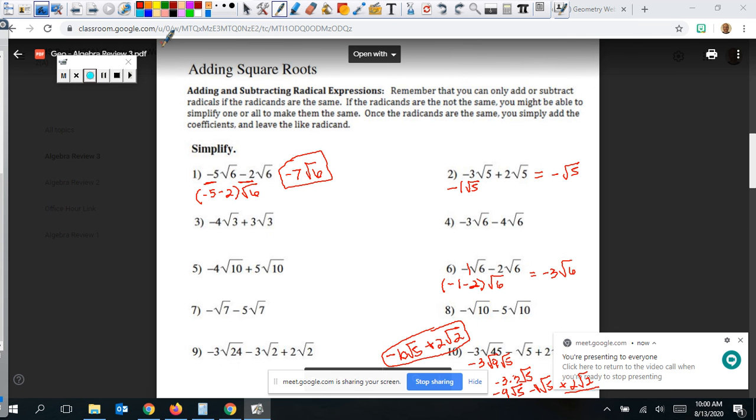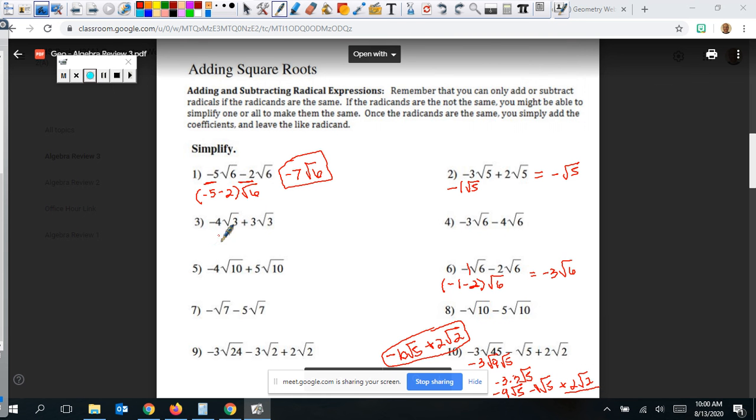Okay, so now you can see number 2 there. The answer to that, like I said, you may have put down a negative 1, but the better way to write it would just be negative square root of 5. And then for number 3, you got the same thing here, because you're going to basically have a negative 4 and a positive 3. When you put those together, that's a negative 1. So the answer for this one is going to be just a negative square root of 3.